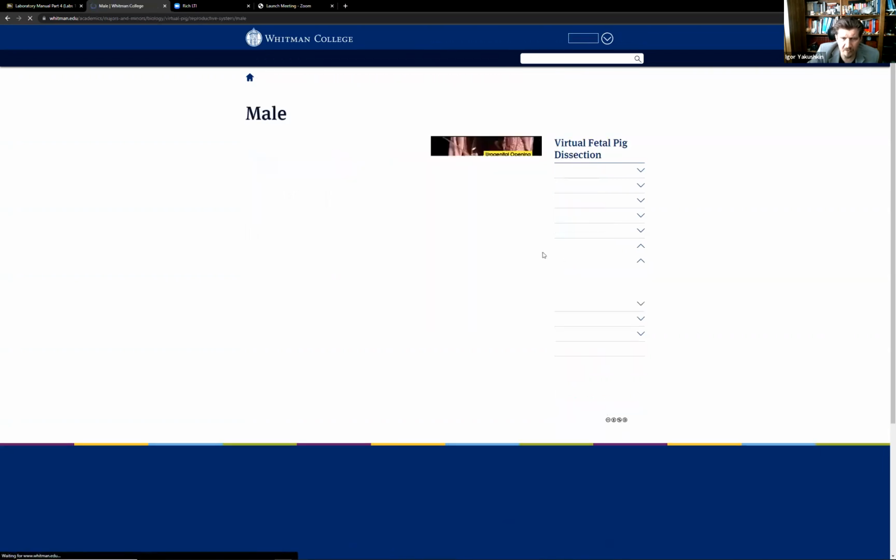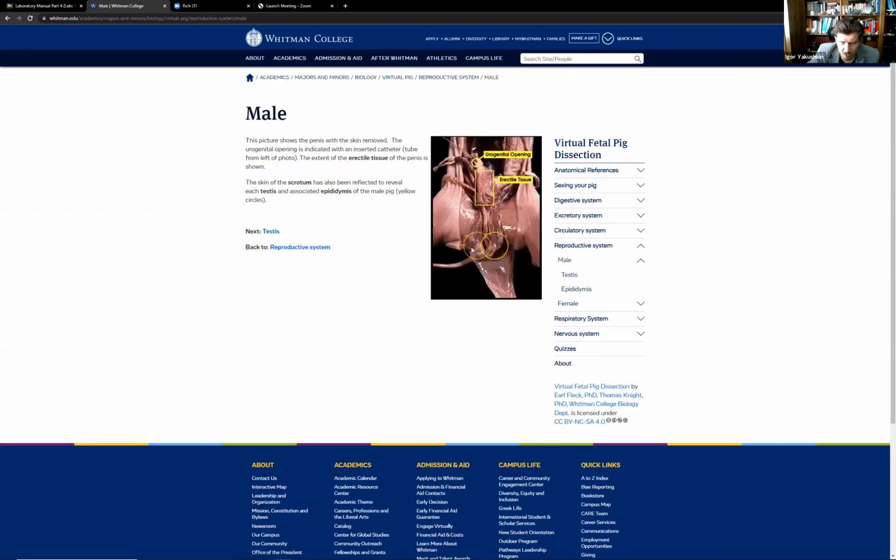And in the male, you will have scrotum keeping the testes, and testes will be connected to the penis through the vas deferens. And epididymis, we'll talk about the epididymis. That's the part you will not be able to clearly see, so it will not be a huge problem for the lab practical. But testes, the vas deferens, and then we have the penis with a urogenital opening.